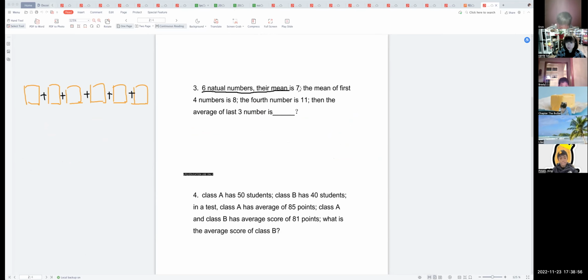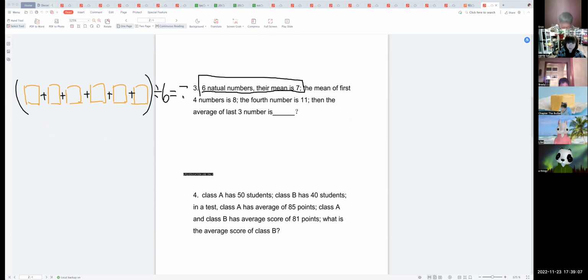6 natural numbers, their mean is 7. What does it mean? You plus them all together and you divide it by 6, you get the answer equals 7, right? Just using this sentence, we can write something like that. Do you understand, everybody? Do you understand this part? If you don't understand, you can stop me, okay?